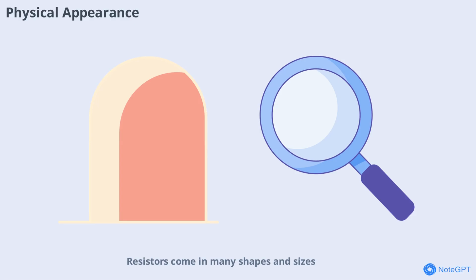Resistors come in many shapes and sizes, but the most common type is the cylindrical, color-banded resistor. These bands indicate the resistor's value and tolerance. Other types include surface mount resistors, which are tiny and rectangular, and wire wound resistors, which are often larger and used for higher power applications. Despite their differences in appearance, all resistors serve the same basic function in a circuit.